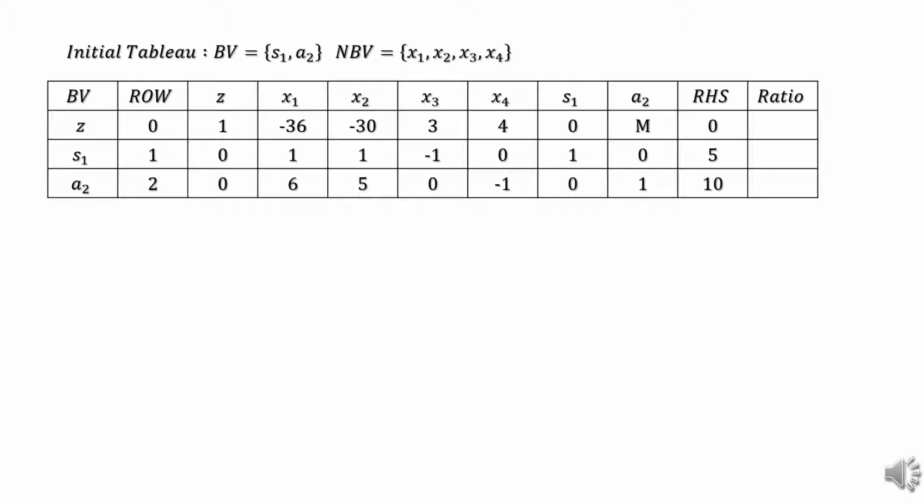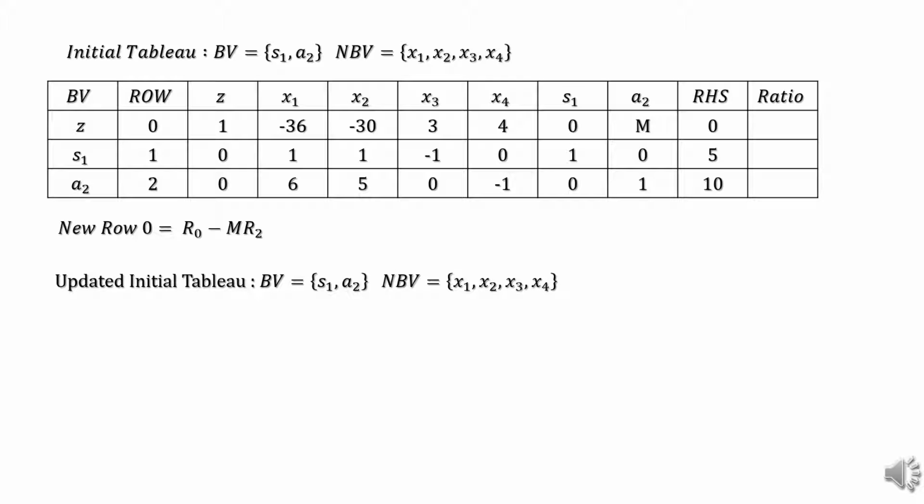We need to write the initial Tableau based on the Tableau form. So, the initial Tableau will be like this. Remember that all basic variables must have 0 coefficient in row 0. To eliminate A2 from row 0, simply replace row 0 by new row 0. Then, the new row 0 is row 0 minus row 2. We write it into the updated initial Tableau, row 1 and 2 remain the same as before.